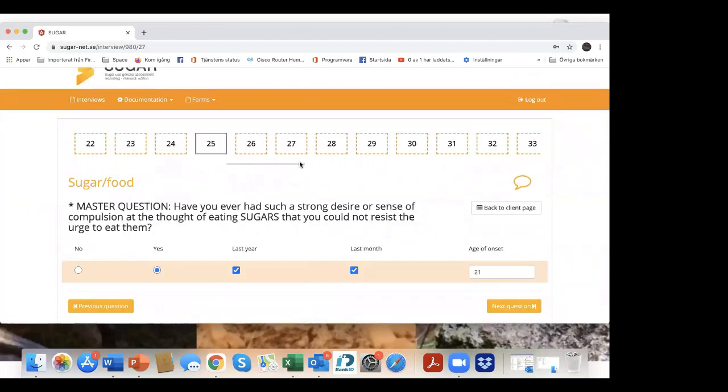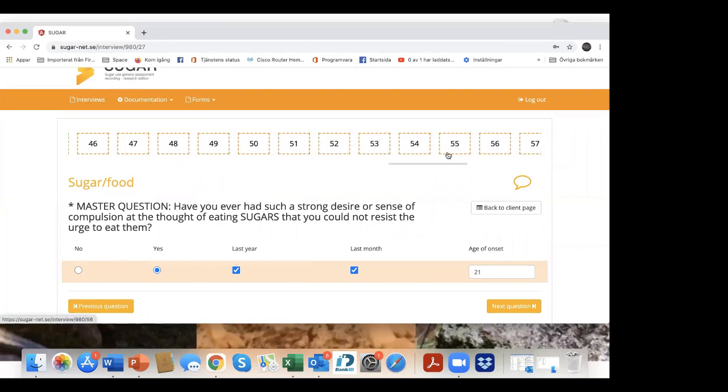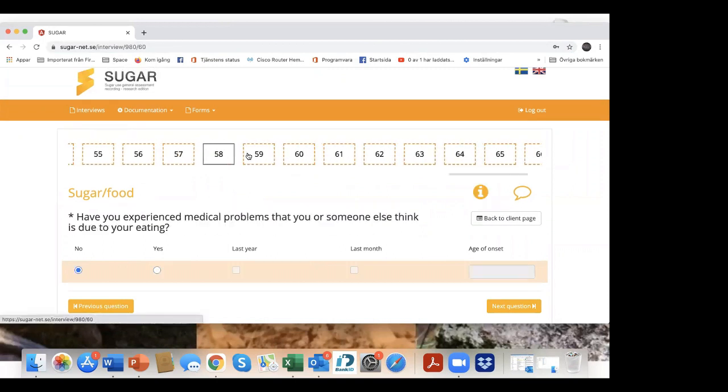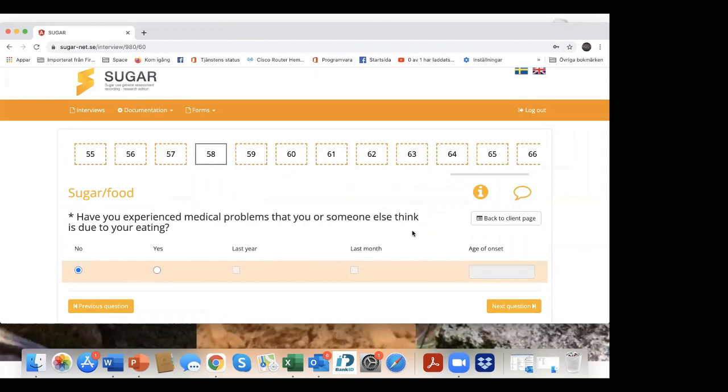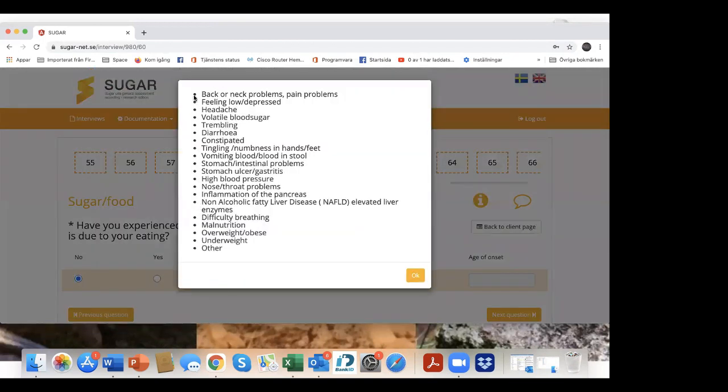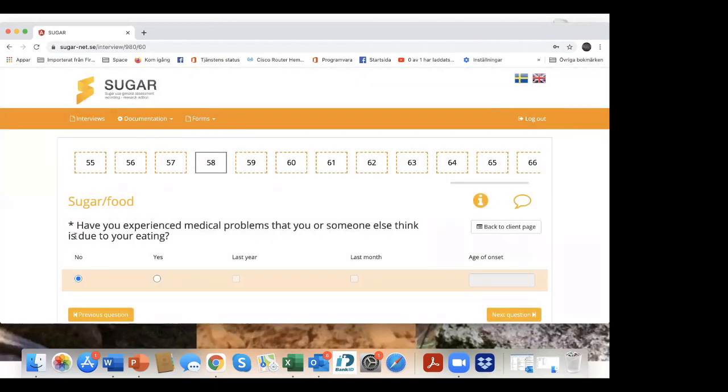I'll show you another one, which is question 58. I'm not going to go through all of them. No way. 58: have you experienced medical problems that you or someone else think is due to your eating? And they say, what do you mean medical problems? Then you have an information page here again. You drop it down and you can read from this. Have you ever experienced any of these symptoms? And if they say yes, then yes. Here it was no, but then you say yes. And if it was yes, was it last year? Was it last month? And when was the first time you experienced that? So that's the structure of the questions.